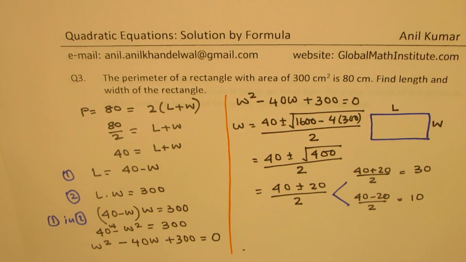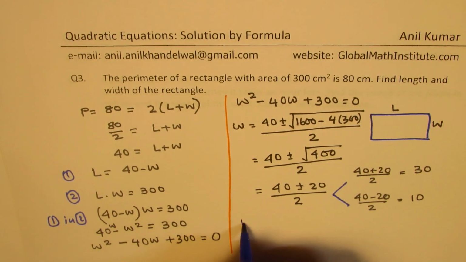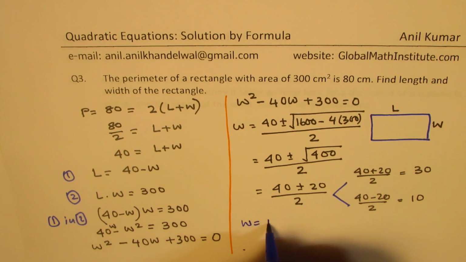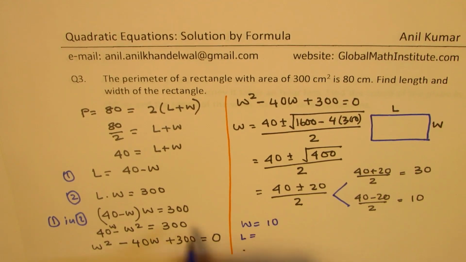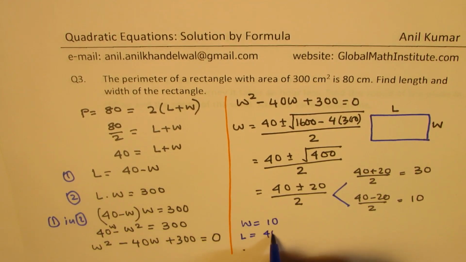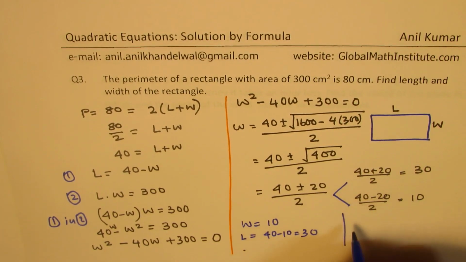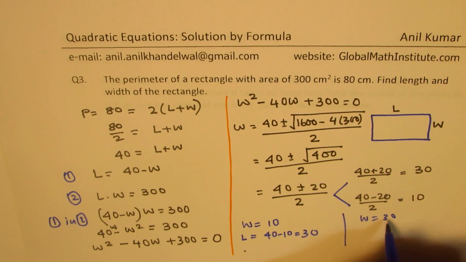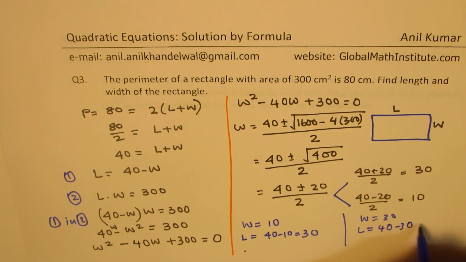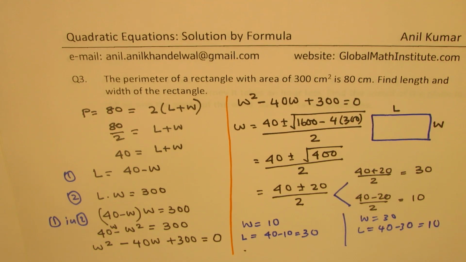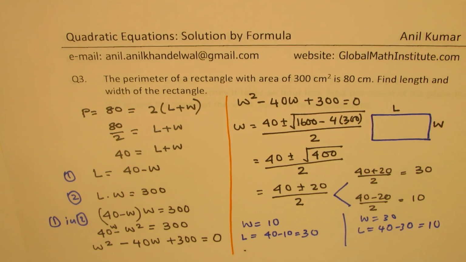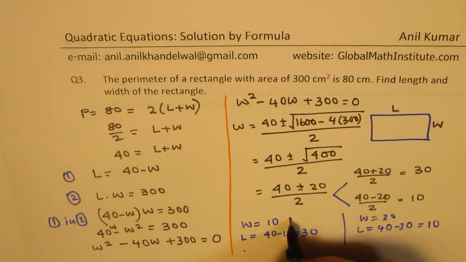Right? So that means width equals, let's say, 10, the length is equal to 40 minus 10, which is 30, right? So if you substitute the other value, you get width equals 30, then length is 40 minus 30, which is 10. So same combination, correct? So anyway, we get the dimensions. This could be either way. And the units will be centimeters.